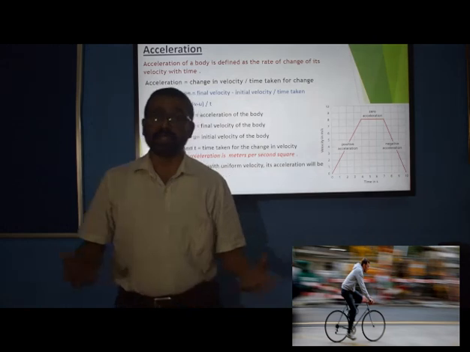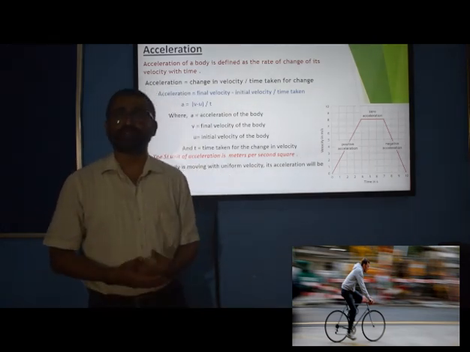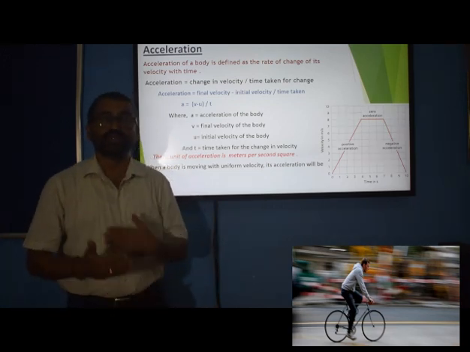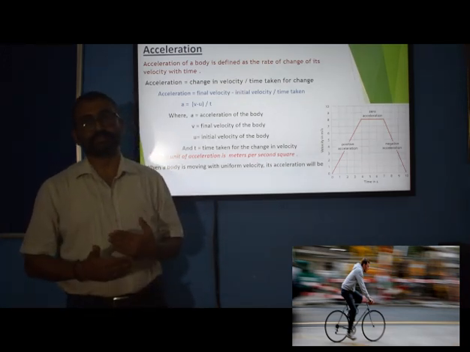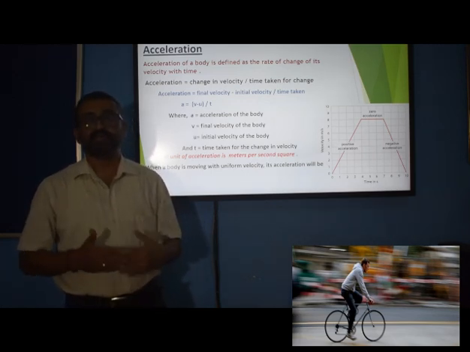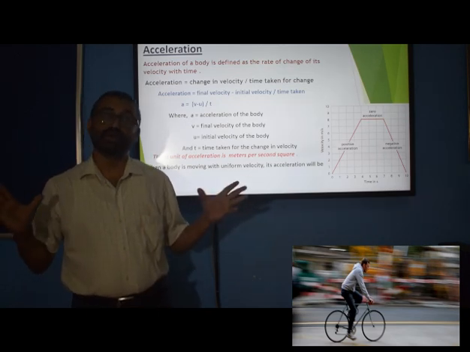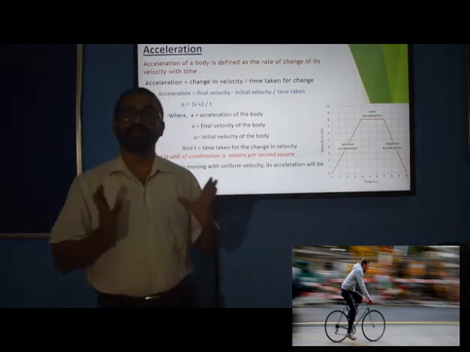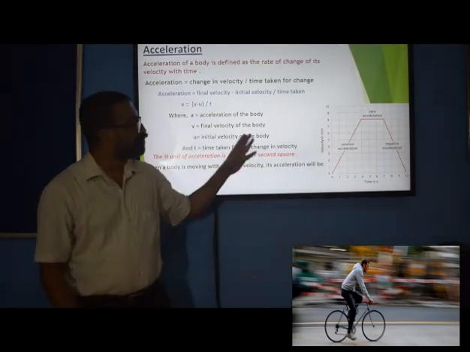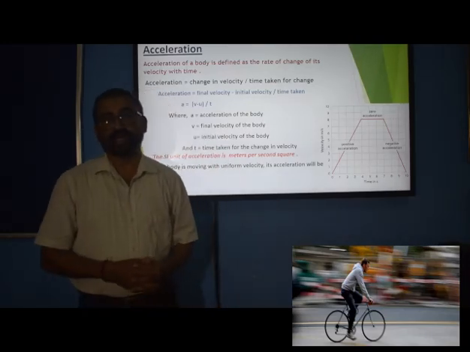A speeding bus, speeding train, speeding motor vehicles are examples of positive acceleration. Negative acceleration means slowing down, where the velocity keeps on decreasing. And what is zero acceleration? No change in velocity. The body goes in a straight line with constant velocity. That is called zero acceleration. So positive, zero and negative acceleration are the three types of acceleration.